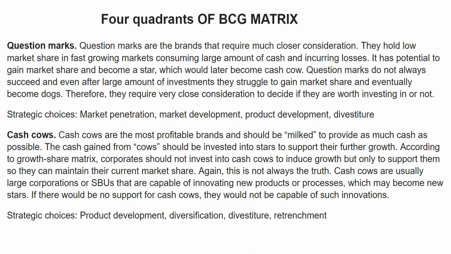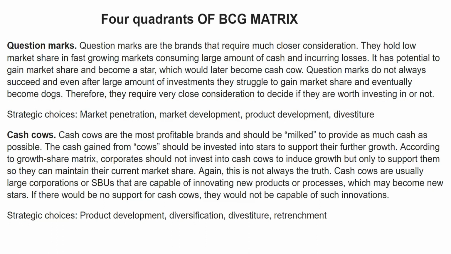Cash cows are the most profitable. The products and services that fall into the cash cow quadrant are the most profitable ones, and most of the company's profit comes from these products. The profit the company earns from them is invested in the stars, so that eventually they can also come into the category of cash cow.